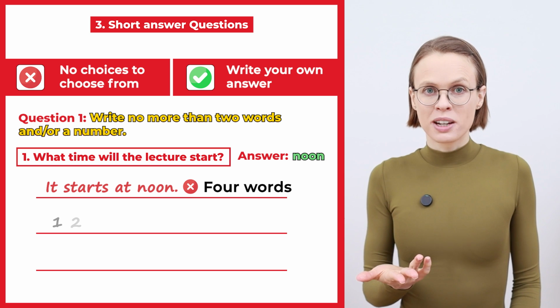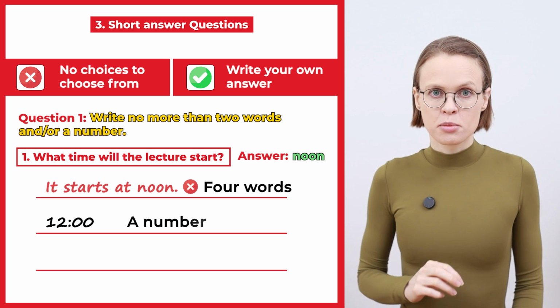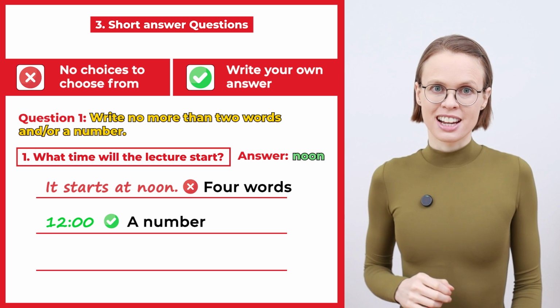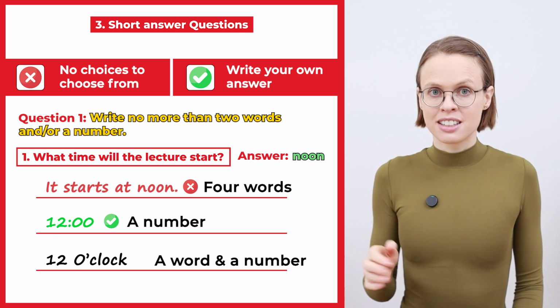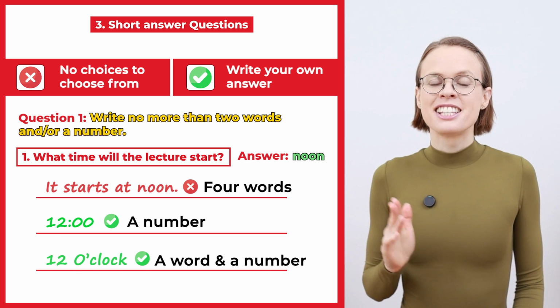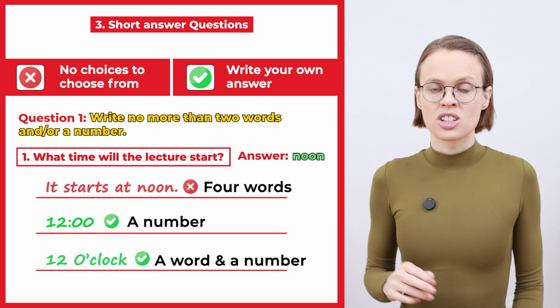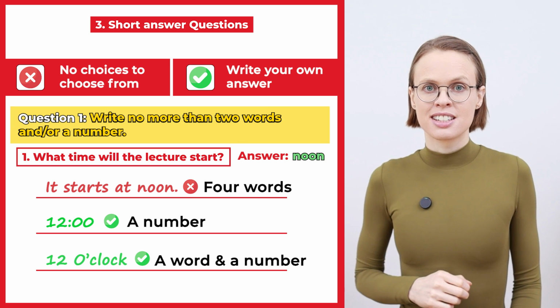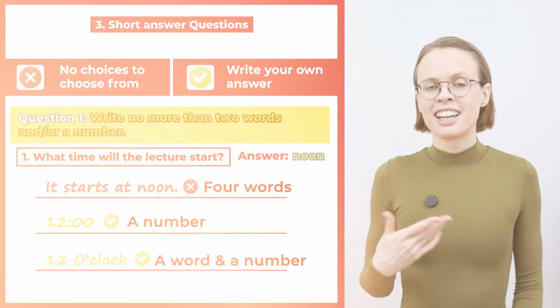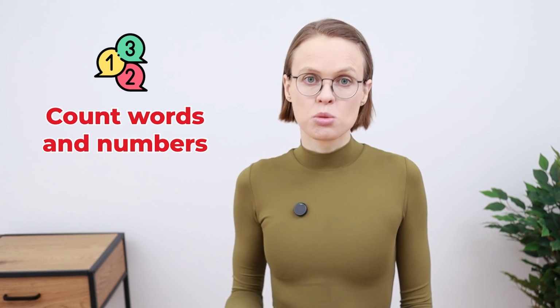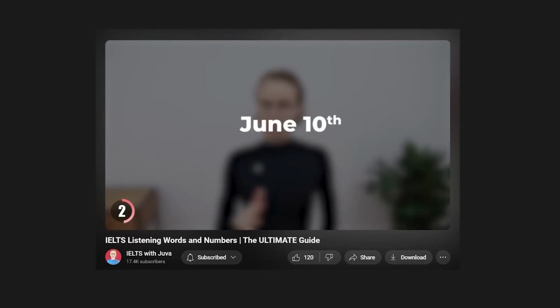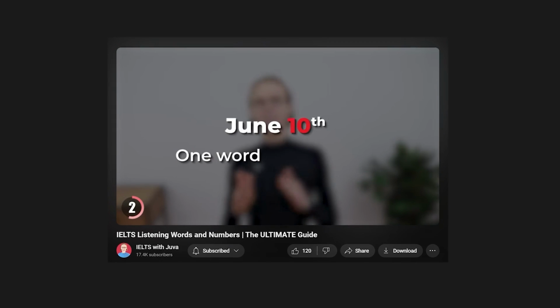If you write 12 like this, that's a number that means noon, so it's correct. If you write 12 o'clock, that is a word and a number. That's okay too. So to do well on these questions, you must pay attention to how much you can write. And therefore, it's super important to know how the IELTS counts words and numbers, because otherwise you will lose points. To learn how to do this, check out my video about how to count words and numbers in IELTS Listening.